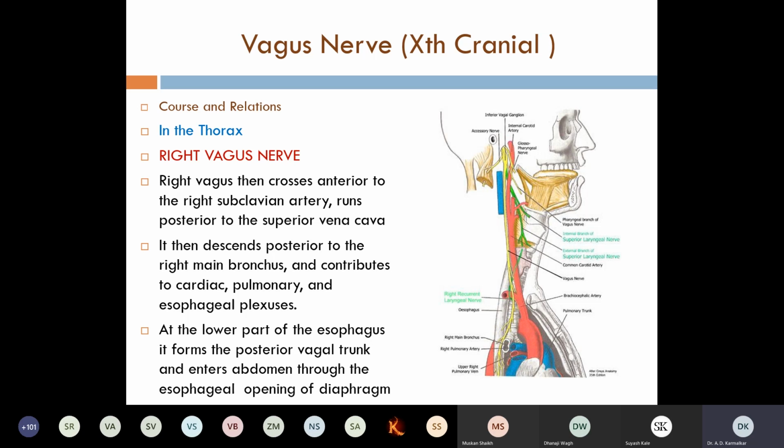At the lower part of the esophagus, as I said, it forms the esophageal plexus, and in turn it forms a common trunk, which is called the posterior vagal trunk. Remember, the right vagus nerve, which is forming the esophageal plexus, assembles and forms the posterior vagal trunk. If you remember the abdomen, the nerve supply of the stomach, then you will know what the posterior vagal trunk is. After forming the posterior vagal trunk, it enters the abdomen through the esophageal opening of the diaphragm. So that's the course we have seen on the right side.